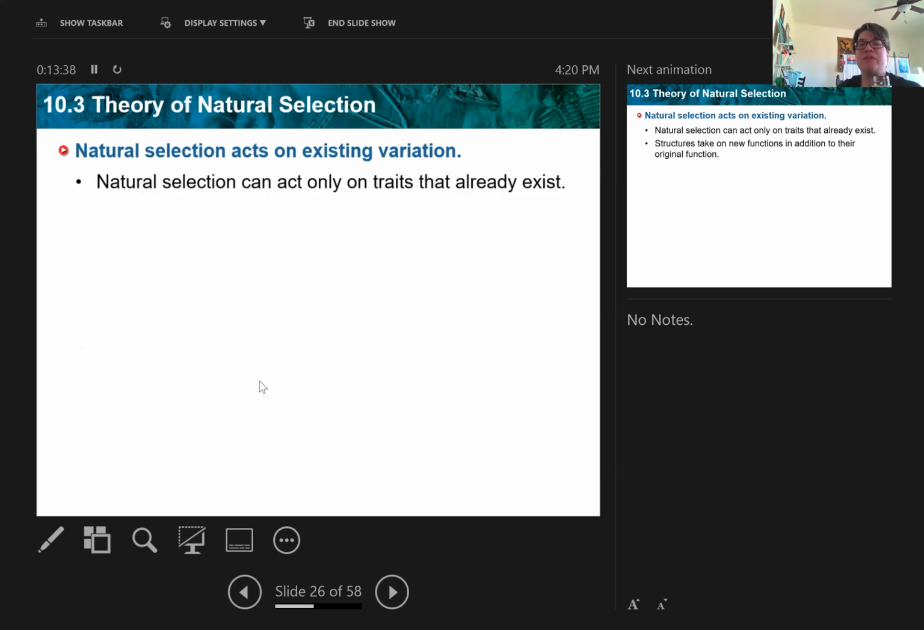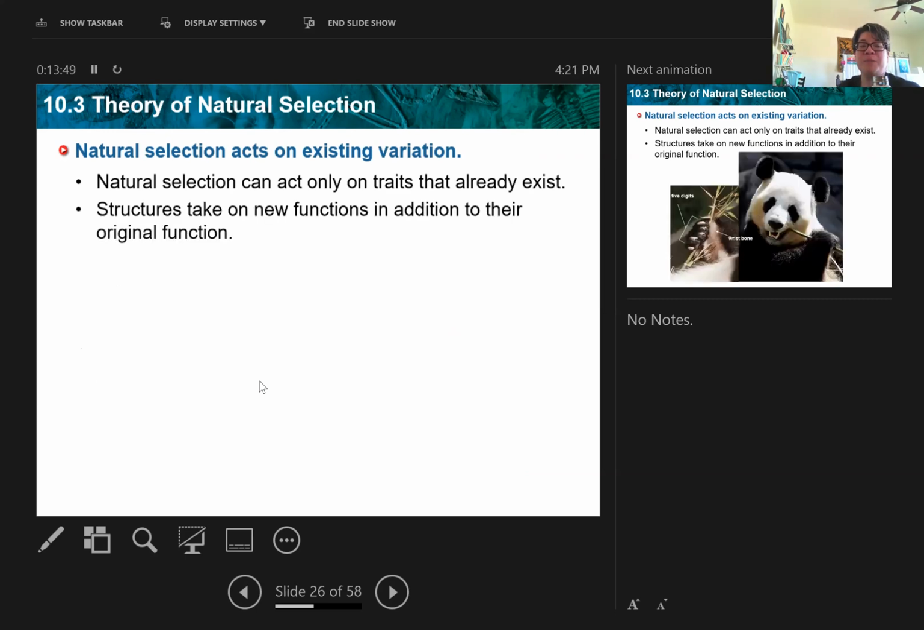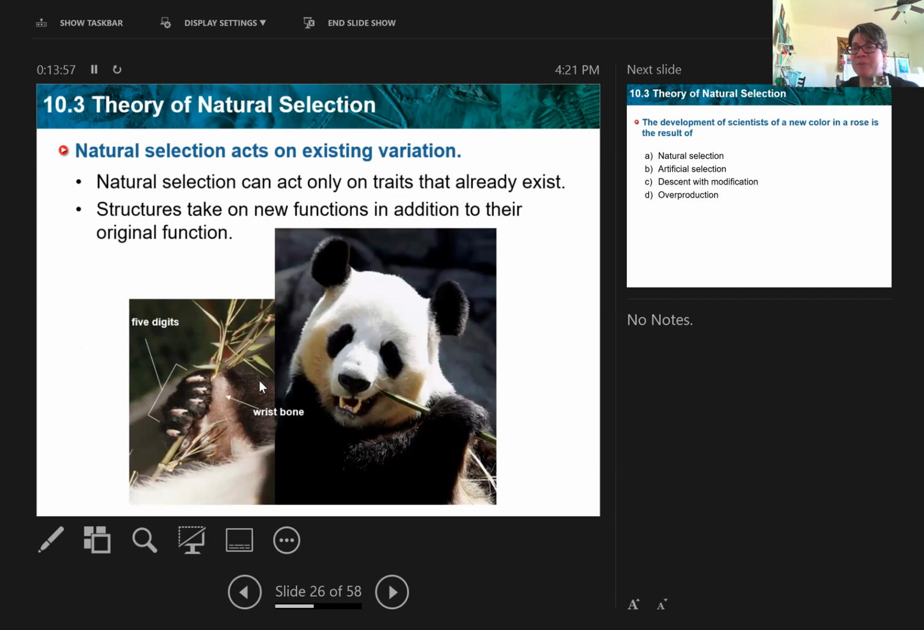So natural selection can only act on traits that exist. Natural selection is not going to cause new traits to pop up. It's only going to act on the traits that already exist in the population. And sometimes a new structure will form just randomly, like an extra thumb. If you look at this panda bear, some panda bear somewhere got an extra thumb, and that allowed them to start using their hands in different ways. So that's an example of how an adaptation can be advantageous and help them, and sometimes it can be bad.